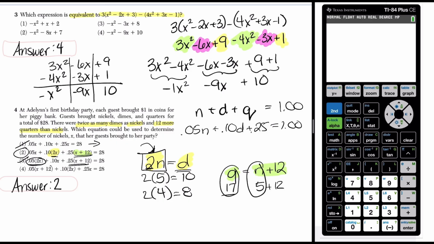And here in number 4, they're also doing the x plus 12 to the nickels, but they're doing it towards the nickels instead of where the quarters are. They're not subbing in the right place. Okay, so let's hit pause and jot this one down into our notes.